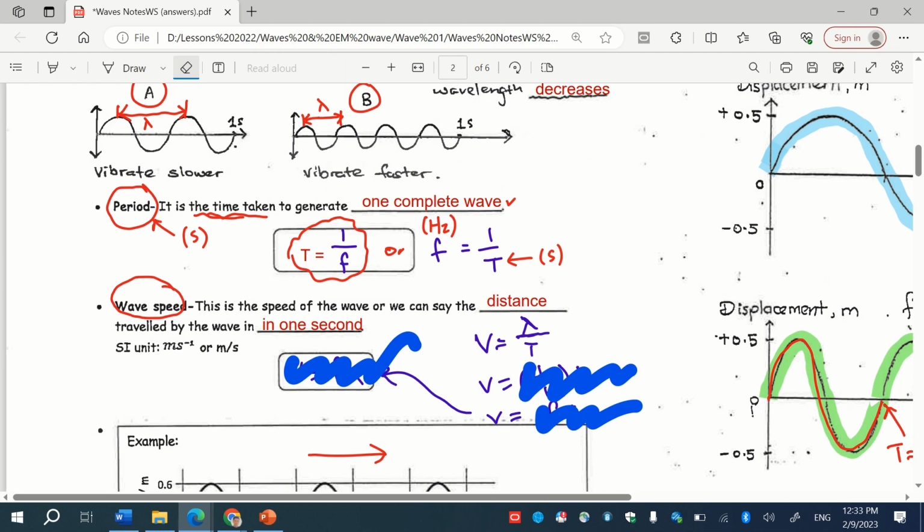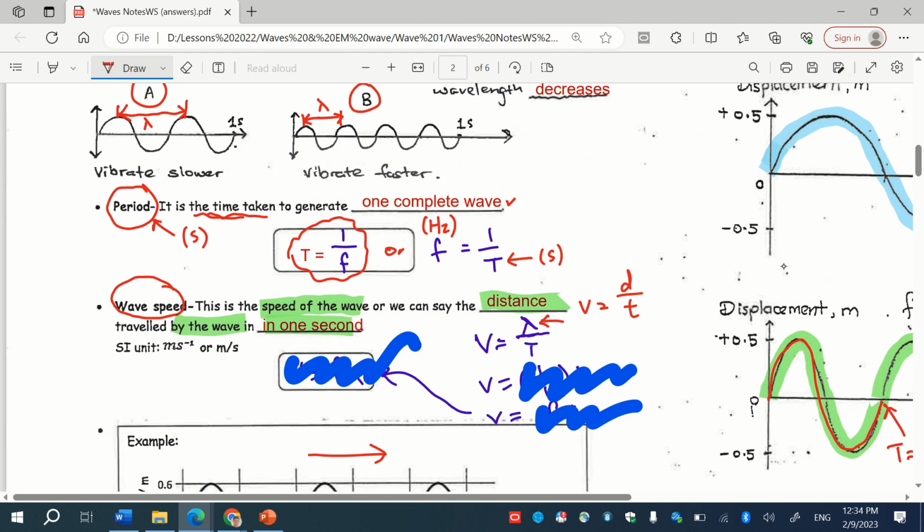So wave speed is the speed of the wave. Let's look at the definition. The speed of a wave is the distance traveled by the wave in 1 second. You learned in primary school that speed equals distance over time. In this chapter, distance is the wavelength, the distance traveled by the wave. So it's the wavelength.